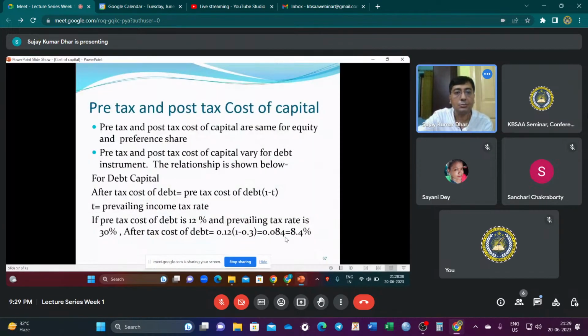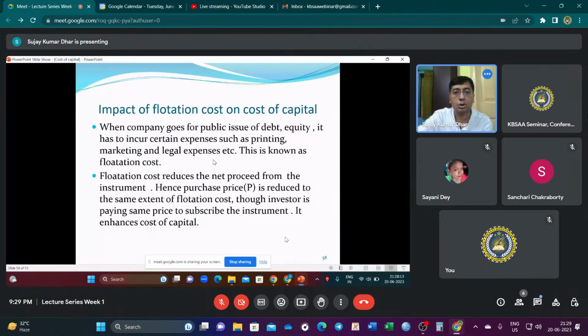So now, impact of flotation cost on cost of capital. Flotation cost means when company goes for public issue of debt and equity, it has to incur certain expenses, such as printing, marketing, and legal expenses. This is known as flotation cost. So if I'm saying flotation cost is 5% and the market price is 100, that means company is charging 100 rupees, but company has to incur a cost of 5 rupees. So net proceeds is 95. So flotation cost reduces net proceeds from the instrument. Hence purchase price is reduced to the same extent of flotation cost. Though investor is paying same price, it enhances cost of capital.